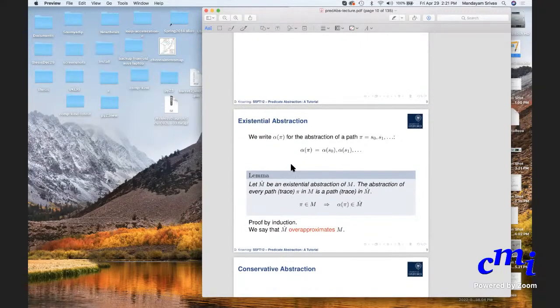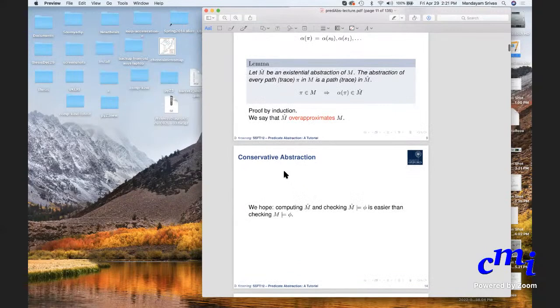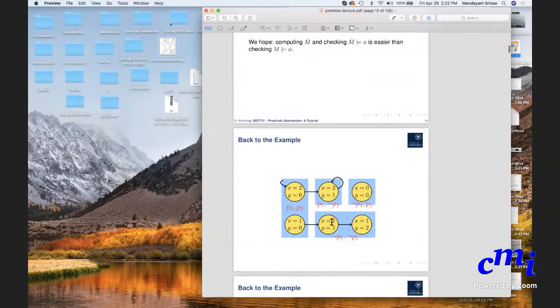And therefore, when it is such an over approximation and you check safety properties on such an abstract model, which is based on an existential abstraction, the safety properties are guaranteed to be preserved. That's why if you prove something on the abstract model, it will also be true for the concrete model. And that is the idea here.